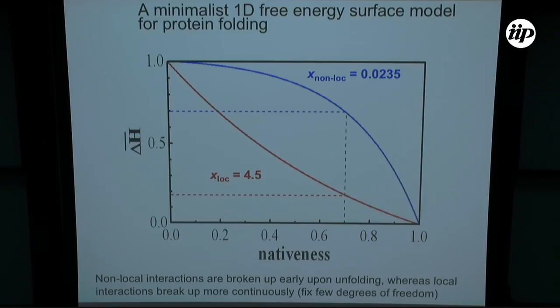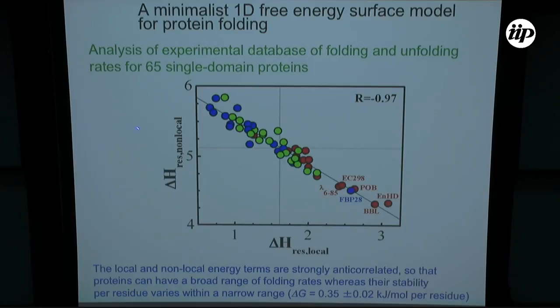So what we did with this is now we took this model and we picked 65 single domain proteins that people have studied experimentally. We took their experiments and we fit the model. Rather than using a fit-to-system model, we used this model. And then we could reproduce this well. And what we found was kind of interesting.